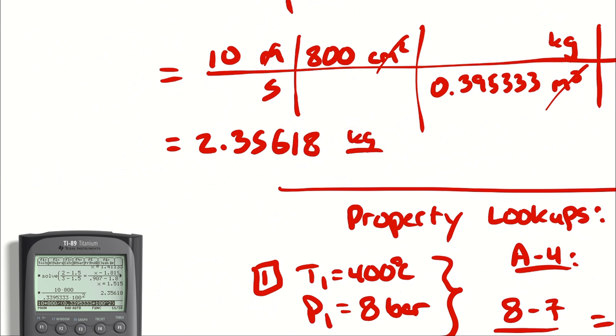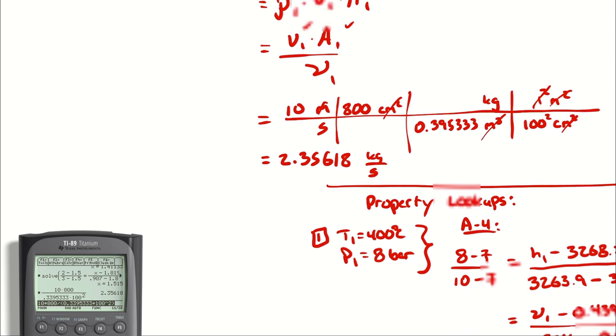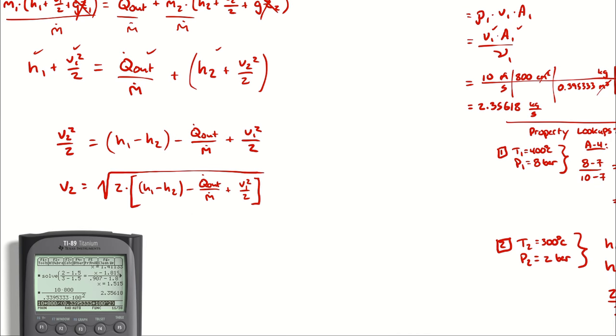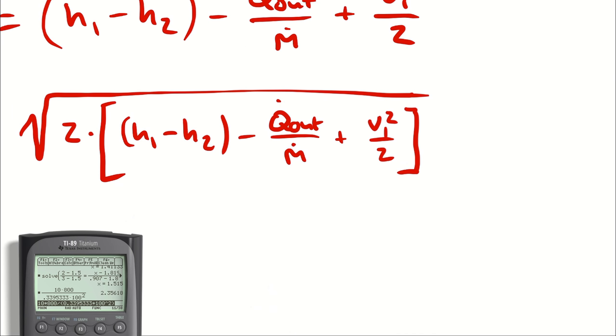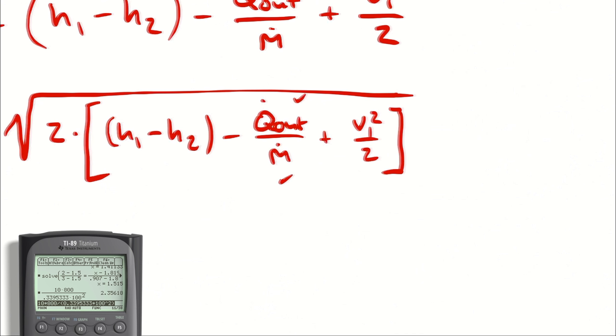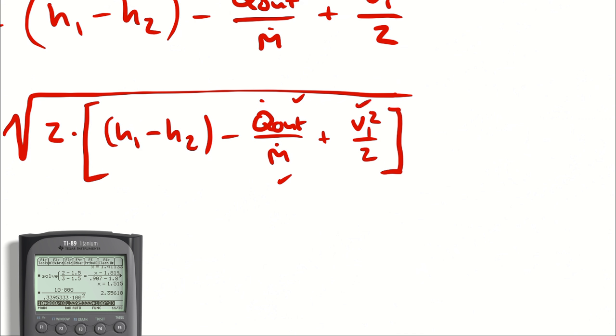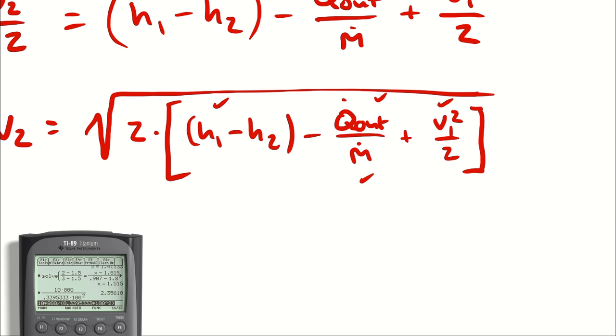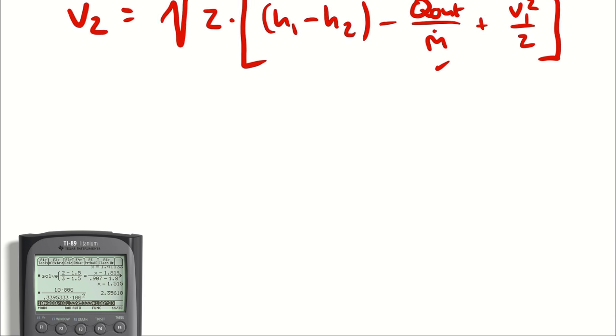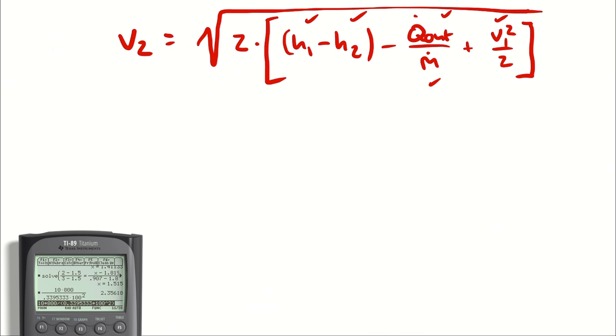2.35618 kilograms per second will go here. I have 25 kilowatts as a Q dot out. I have 10 meters per second as a V1. I have H1 and H2 from our property lookups, which means we have everything we need to calculate V2.